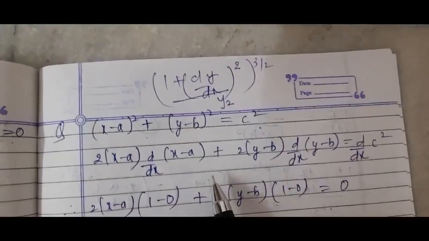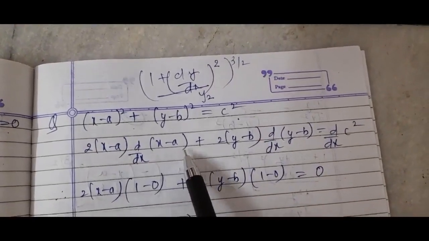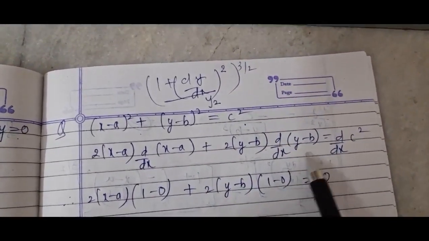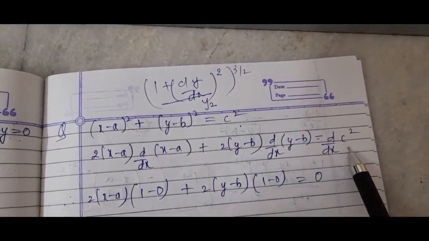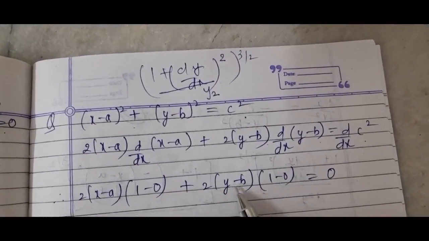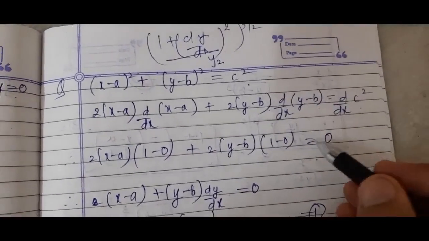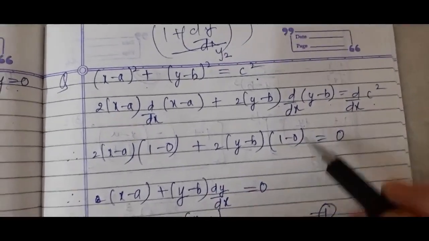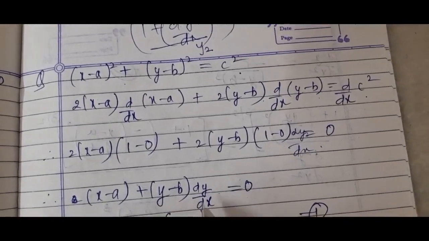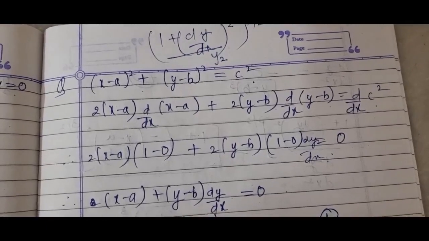So first step is to differentiate with respect to x, and we get 2 into x minus a into d by dx of x minus a, plus 2 into y minus b into d by dx of y minus b, equal to d by dx of c square. c square, a and b, they are the constant terms. So we get 2 into x minus a into 1 minus 0 plus 2 into y minus b into 1 minus 0 equal to 0. So x minus a plus y minus b into dy by dx equal to 0. So dy by dx is minus of x minus a upon y minus b.